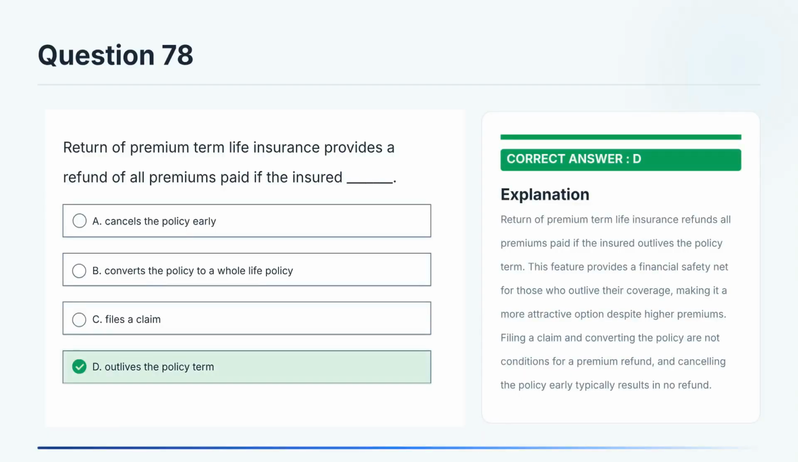The correct answer is D. Outlives the policy term. Return of premium term life insurance refunds all premiums paid if the insured outlives the policy term. This feature provides a financial safety net for those who outlive their coverage, making it a more attractive option, despite higher premiums. Filing a claim and converting the policy are not conditions for a premium refund, and canceling the policy early typically results in no refund.